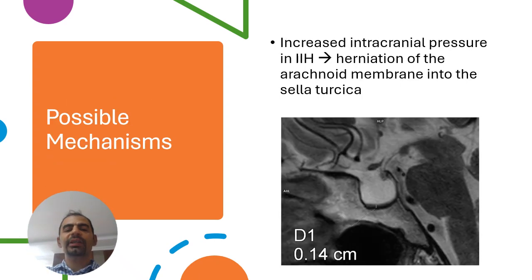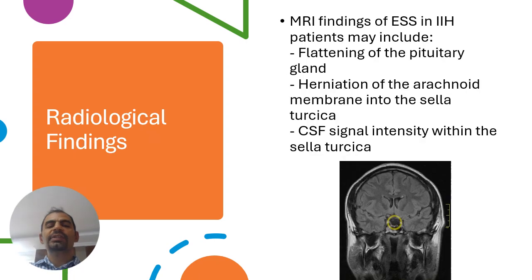The possible mechanism of the ESS is the increased intracranial pressure in the IIH, leading to herniation of the arachnoid membrane into the sella turcica. This is a T2 weighted MRI image. ESS is primarily a radiological finding, an MRI finding that includes flattening of the pituitary gland, herniation of the arachnoid membrane into the sella turcica, and CSF signal intensity within the sella turcica.